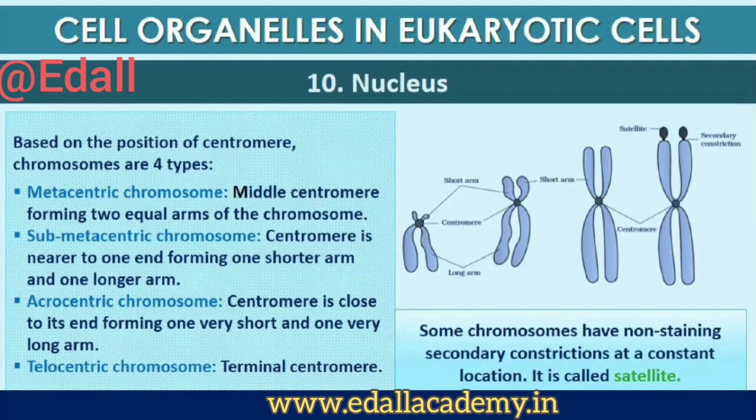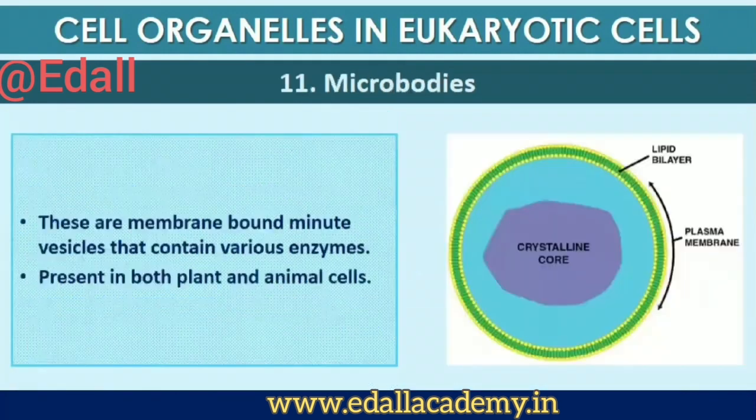Sometimes a few chromosomes have non-staining secondary constrictions at a constant location. This gives the appearance of a small fragment called the satellite.